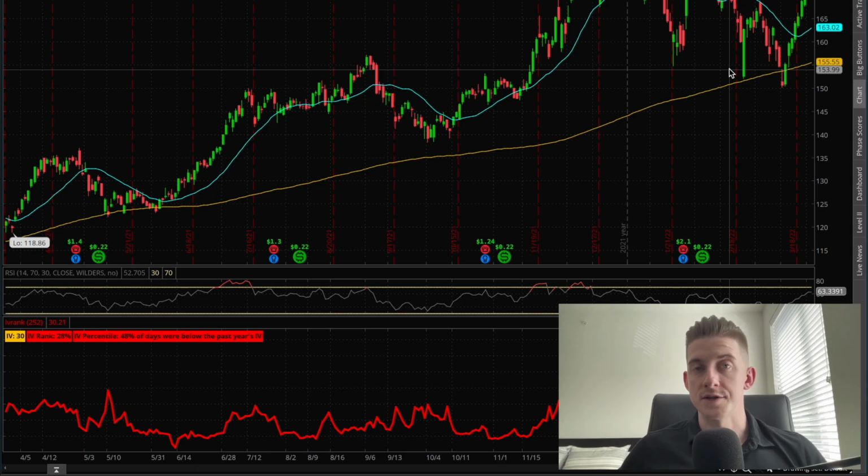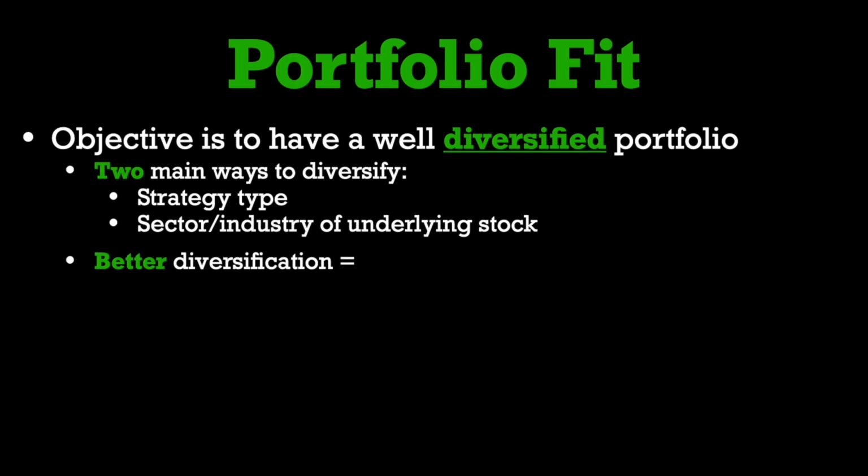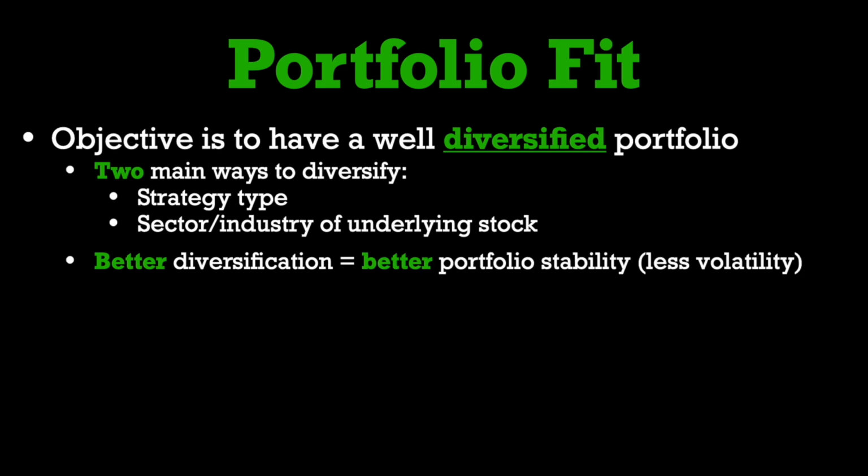And then, of course, also have different positions on in different sectors and industries. Perhaps make a trade on some banking stock and a different trade on a stock that's in the industrial sector, so perhaps an airline. So the bottom line here is the more well diversified your portfolio is across different strategy types and different sectors and industries, the more stable your portfolio is also going to be. So basically, there's going to be way fewer crazy swings in your account value.